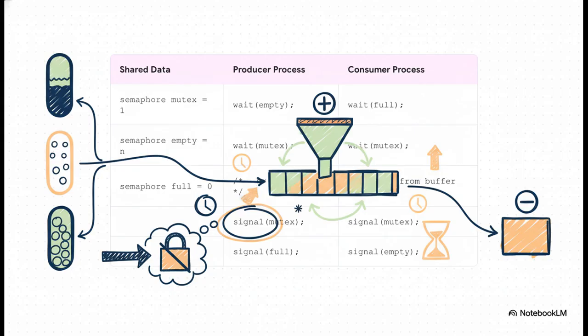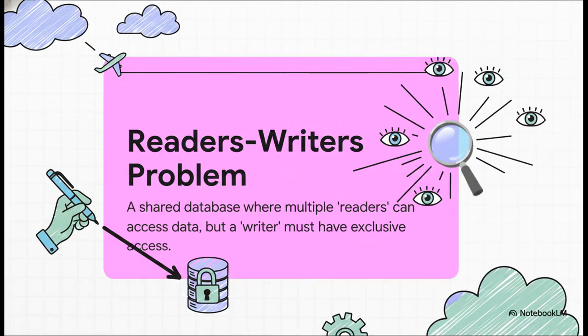All right, next up is the readers-writers problem, and this one is everywhere in the real world. The flight reservation system is a perfect example. You can have hundreds of people looking at flight availability at the same time, right? That's fine. But the second someone goes to book a seat, that operation needs exclusive access. You can't have two people booking the same seat at the same time. So the challenge here is balancing these two needs, allowing as many readers as possible to access the data concurrently while making sure any writer gets exclusive, uninterrupted access.